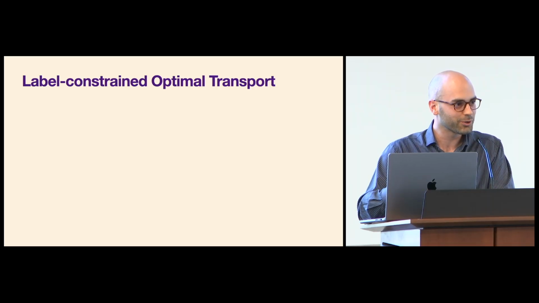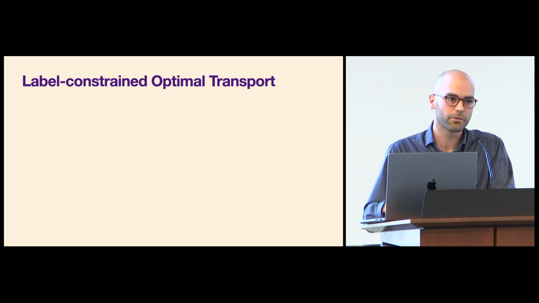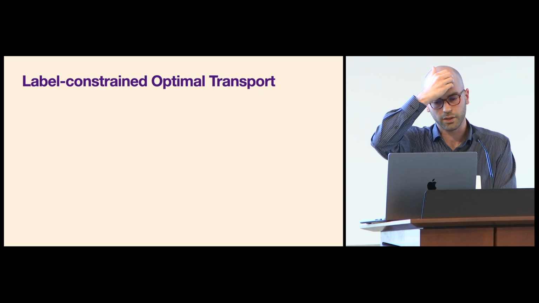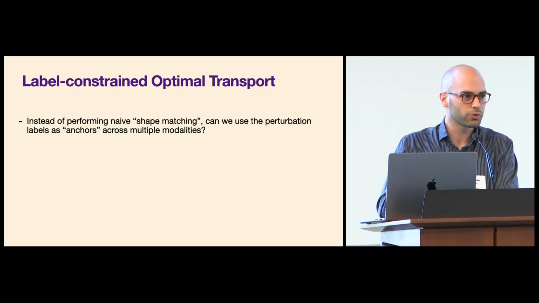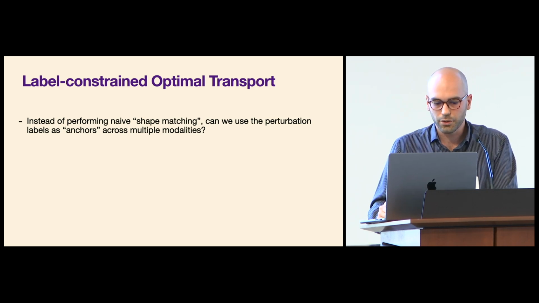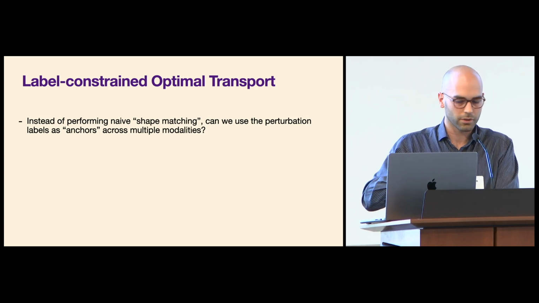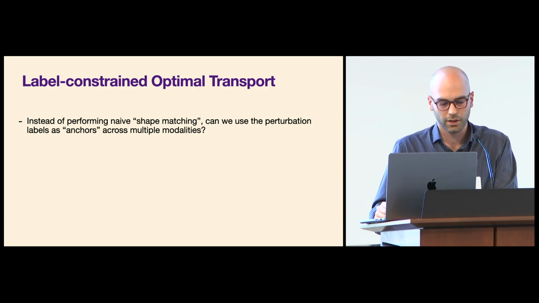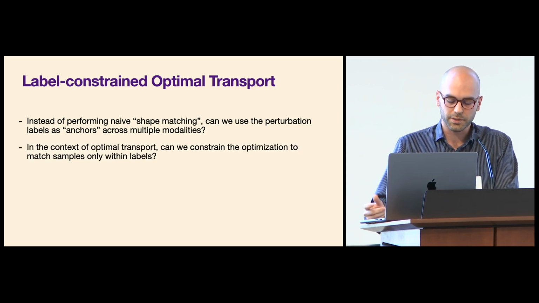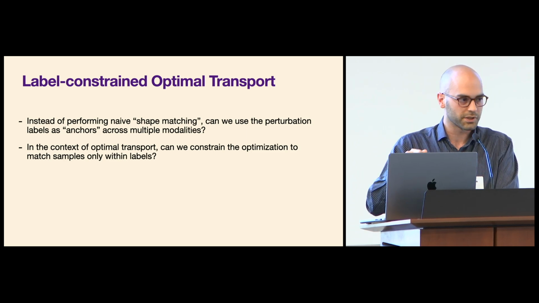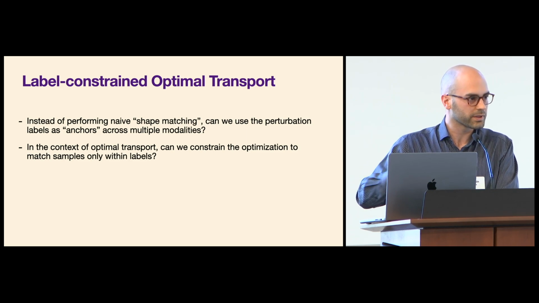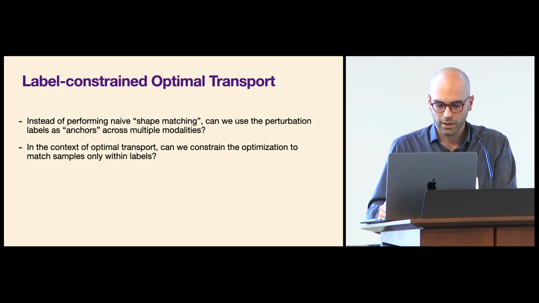So we're trying to get to the point where we can actually include information from the labels. And so that's what we dubbed label-constrained optimal transport. And the key idea is, instead of just doing naive shape matching, can we use the perturbation labels as anchors across multiple modalities? And in the context of optimal transport, if we look at the mathematical framework, maybe we can somehow just constrain the optimization problem to match samples that are only within the same label. So it doesn't sound too hard written like this.